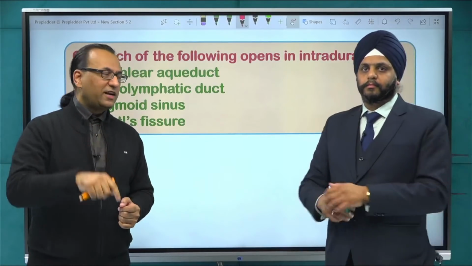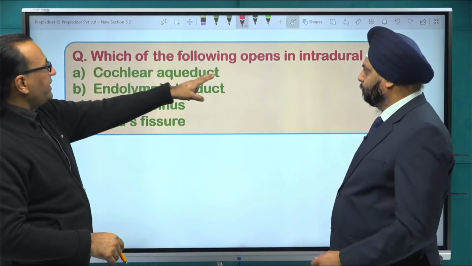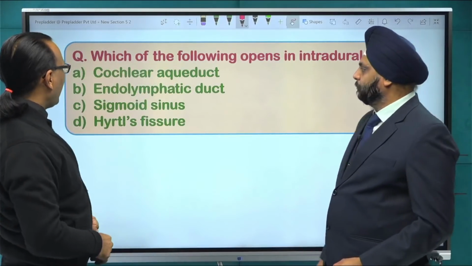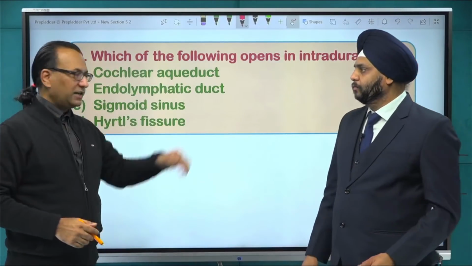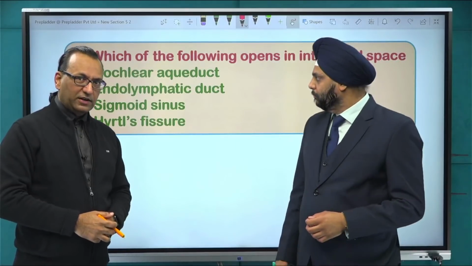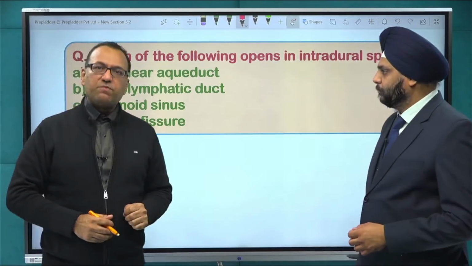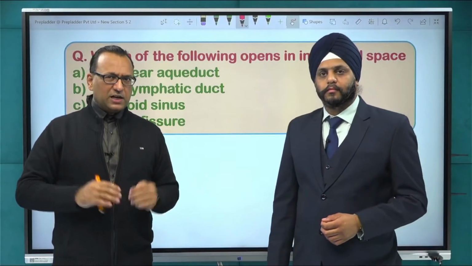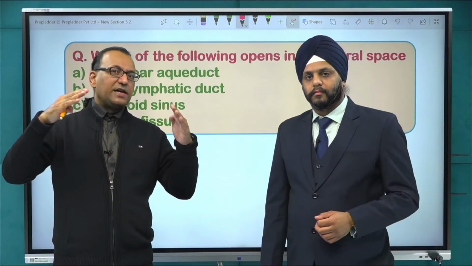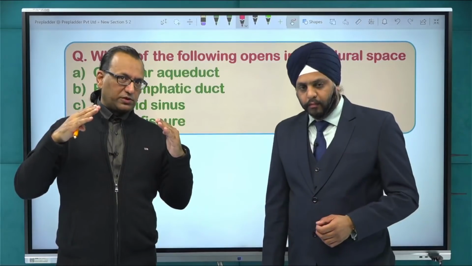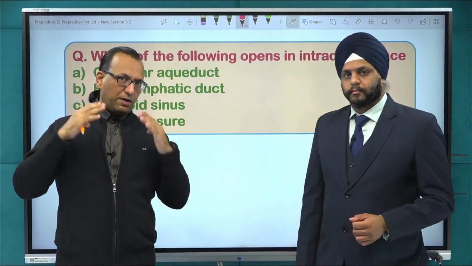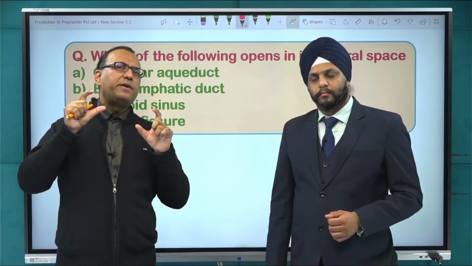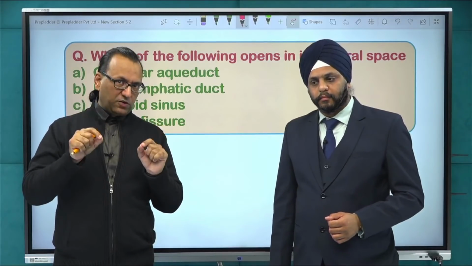Let me show that in a diagram also. But here, which of the following is opening into intradural space? And I already mentioned, we are talking about the endolymphatic duct. Now, sir has discussed one case of meningitis. What is meningitis? Dura mater stays outside. It is basically leptomeningitis most of the time. That is, the arachnoid and pia mater are inflamed. There may be inflammation, there may be infection also.